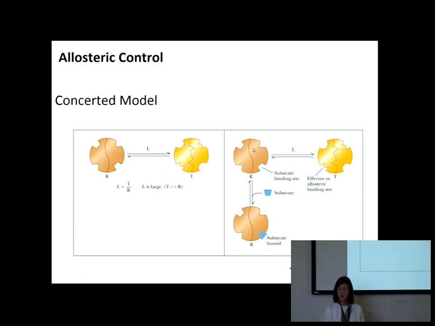All right? The big idea here is that in the equilibrium between the relaxed and taut, you don't have one side turning from taut to relaxed, and then that induces a conformational change in the other subunit. The enzyme is either all taut or all relaxed. That's the basis of this model.